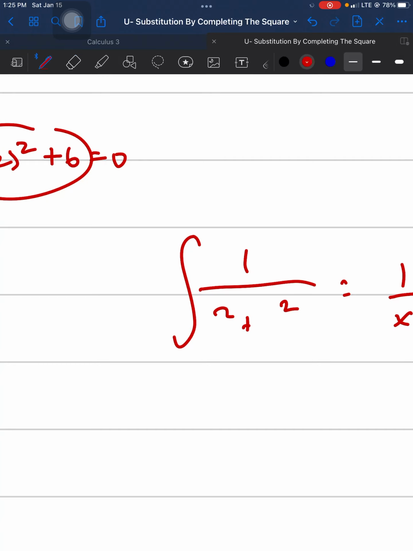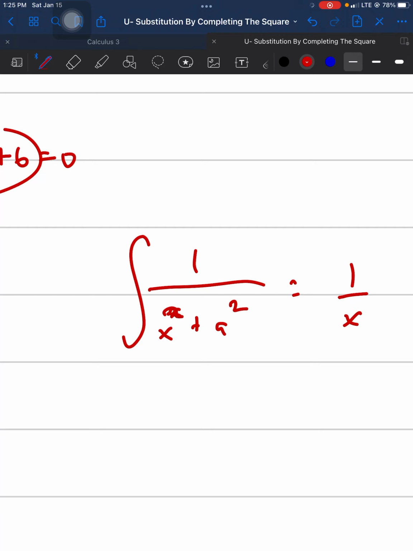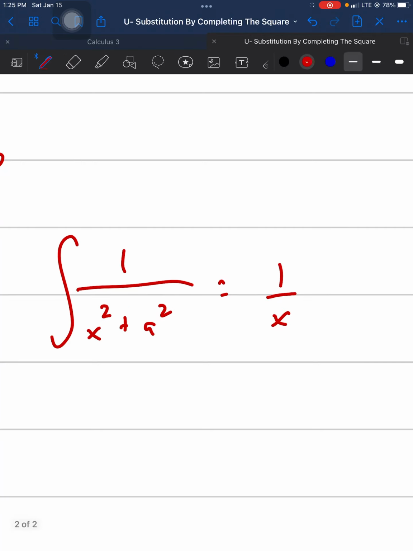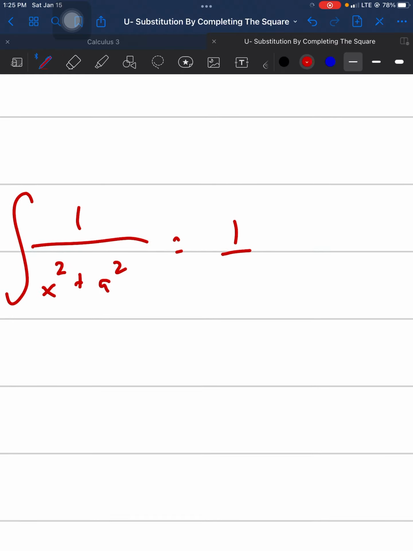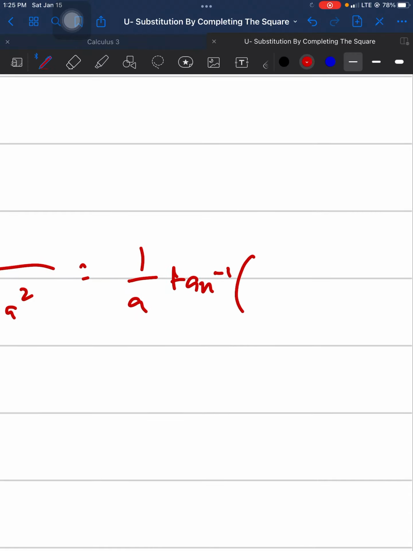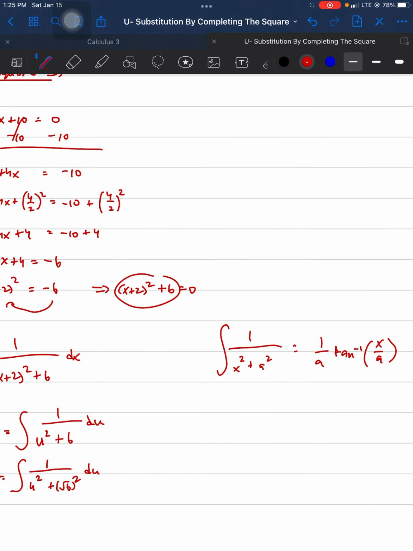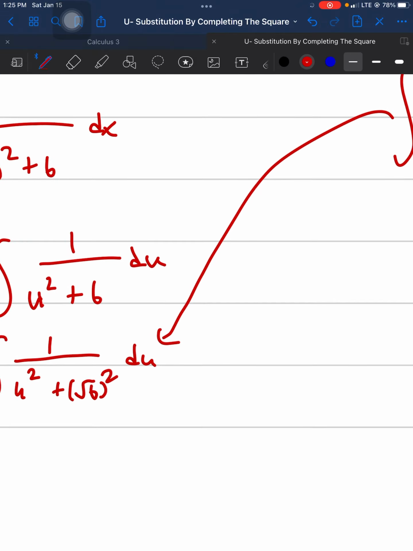Actually, wait, it's going to be x squared plus a squared, squared. It's going to be 1 over a tan inverse, and then we're going to have x over a. So that's the integral of something like that, and we're in that form right now.